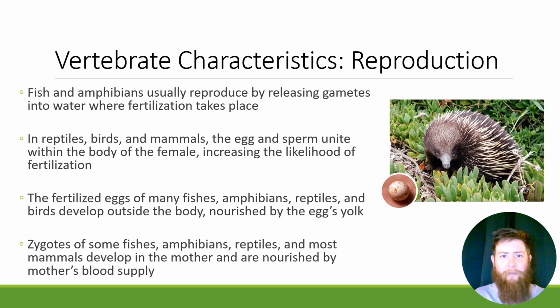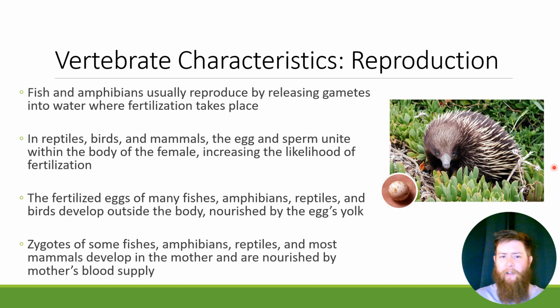Vertebrates have some different modes of reproduction. They're mostly sexually reproducing organisms. Fish and amphibians usually release gametes into the water and fertilization takes place. You've seen ponds with frog eggs over the top. Those are fertilized, probably growing. In reptiles, birds, and mammals, we have internal fertilization, where the egg and sperm unite within the body of the female. This increases the likelihood of fertilization. It's not leaving it up to random chance that it'll happen in the water. It's kind of like being more thoughtful about it.